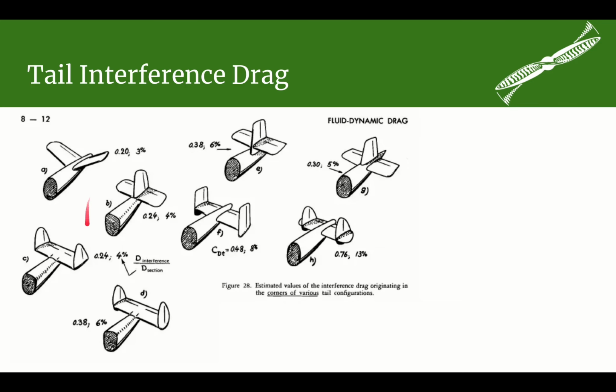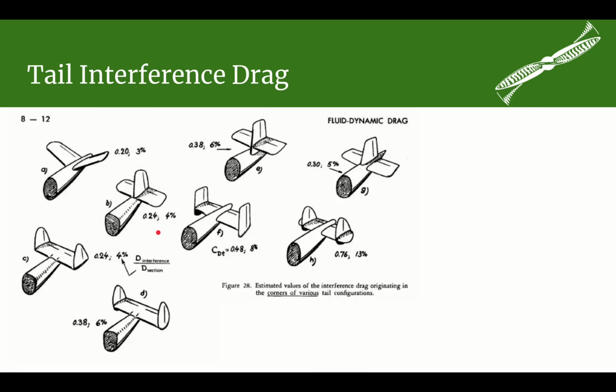This next one here is a fairly good solution if you want to have a conventional tail. It's only just a little more interference drag. That's not bad at all. And then if for some reason you need to have a dual rudder situation, then this situation here is a little bit better. So it still has 4% compared to this one. And then most of these others, it would be best to avoid them if you can.